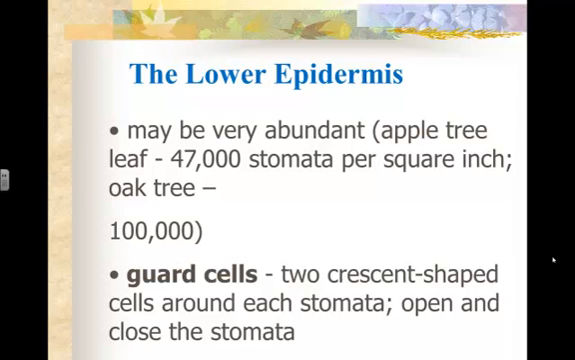The lower epidermis, and you don't need to know these statistics, but this is showing you an example of how many of these stomata there are. On an apple tree leaf, just one leaf, there's about 47,000 stomata per square inch. And on an oak tree, it's 100,000 per square inch. So they're easy to find under the microscope, which we'll be looking at.